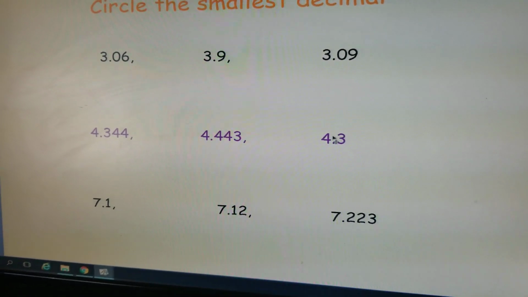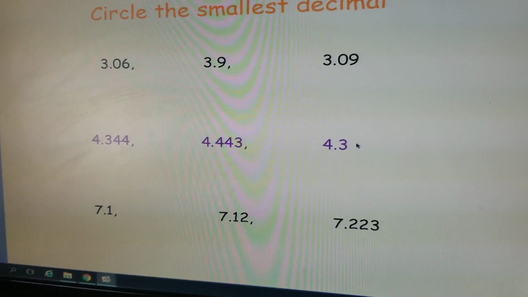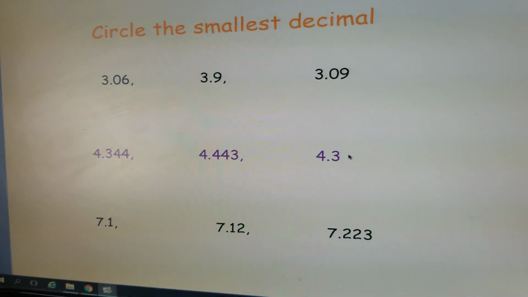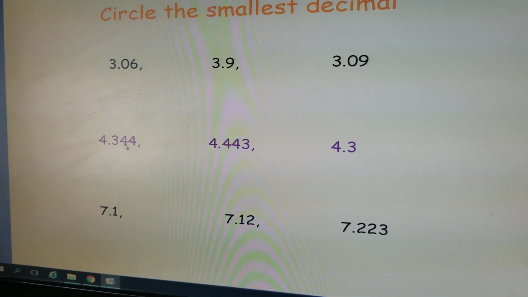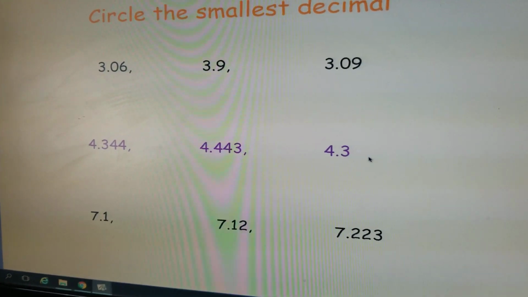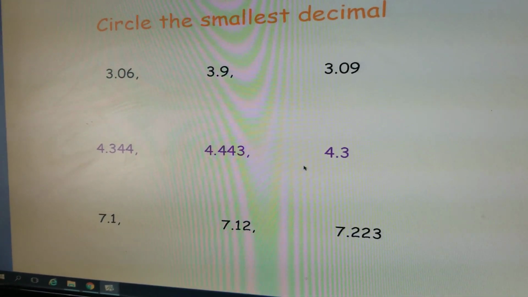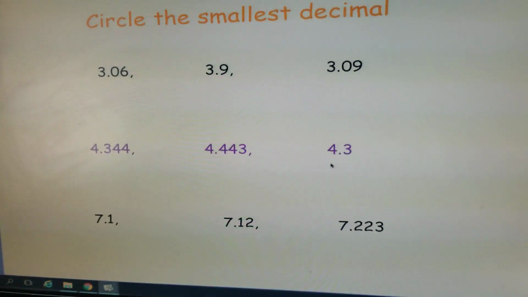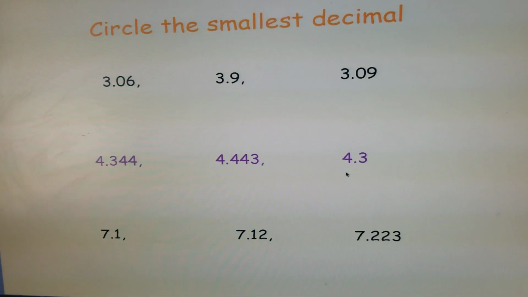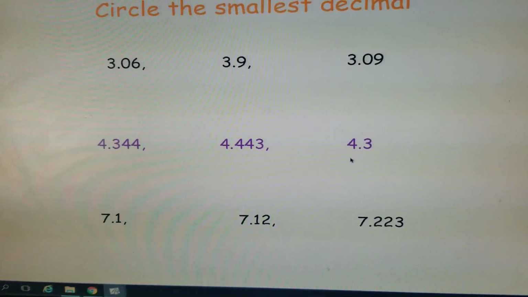So we know 4.3, the next place value in the hundredths place would be a 0. So if we have a 0 here and we have a 4 here, we know that 0 is smaller than 4. So the smallest decimal would be 4.3. We know that 4.3 is smaller than 4.34.